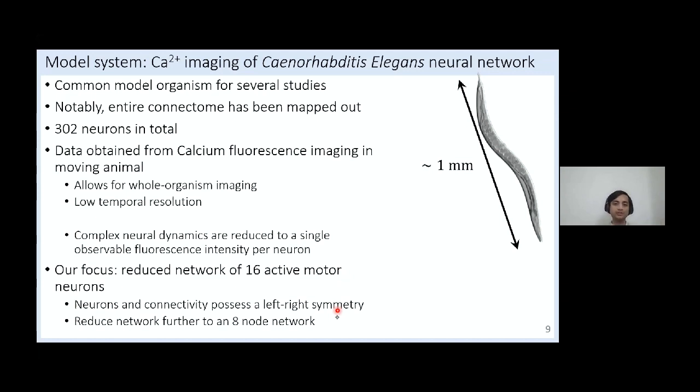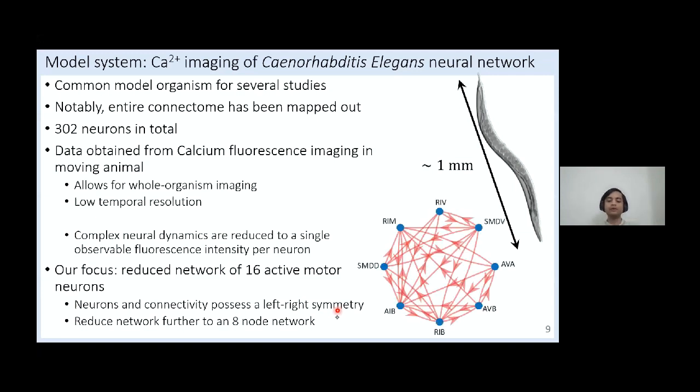And further, C. elegans almost entirely presents a strong left-right symmetry, which is inherited in the network as well. So what we're going to do is look at a further reduced network of 8 pseudonodes, where each pseudonode is just a combined left and right pair of neurons. So instead of looking at 16 active motor neurons, we'll be looking at an 8-node network with these 8 pseudonodes, which basically looks something like this. That's the goal of what we want to do. We want to be able to reconstruct a network that looks something like that.